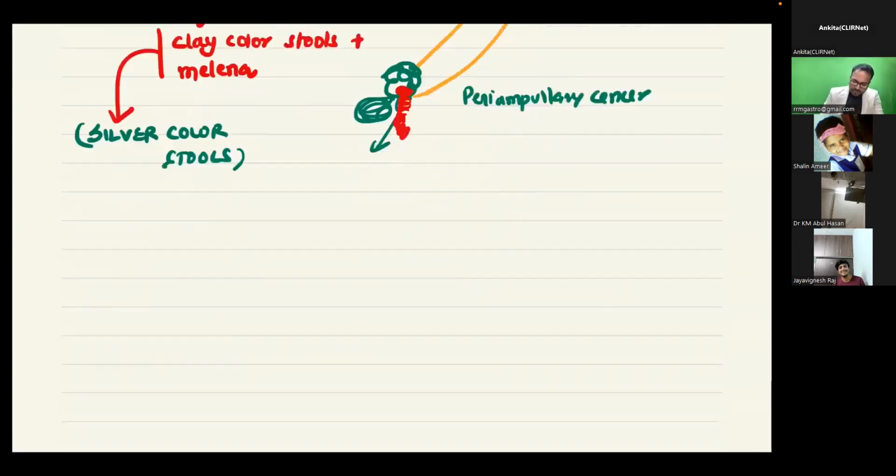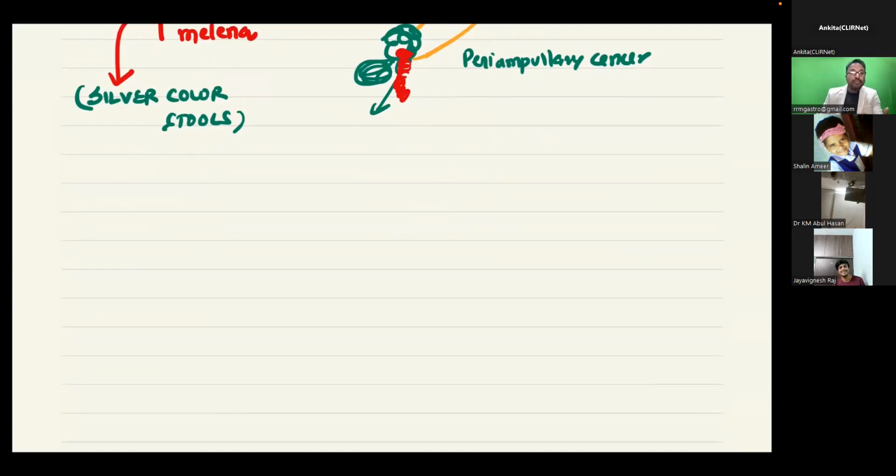So at the end of clinical examination, you should be able to tell what is the case. You should be able to tell the diagnosis of obstructive jaundice like this. So this is the case of obstructive jaundice.